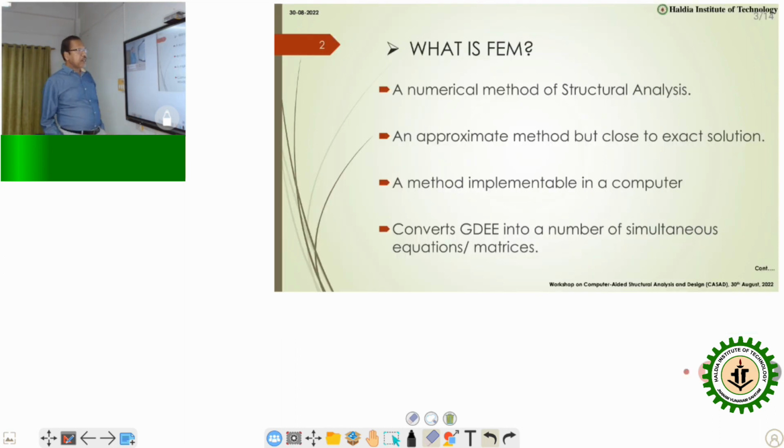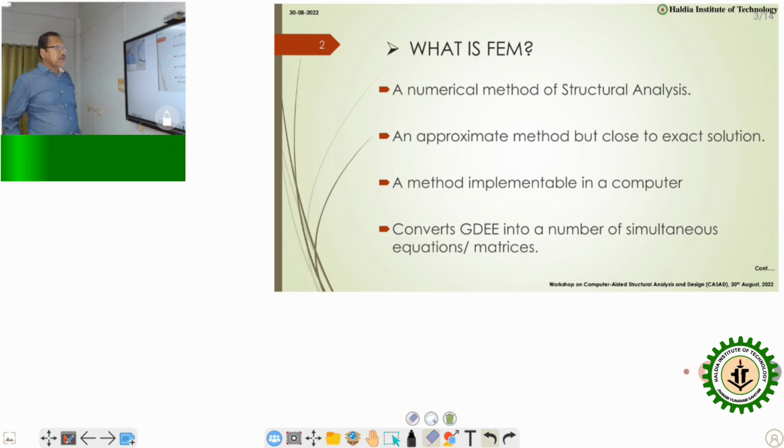Before we start to know about finite element and its spread over various areas, we have to know what it means. So, as one can see, what is the finite element method? As I have told just a while ago, it's a numerical method, and most widely it is applied to structural analysis.